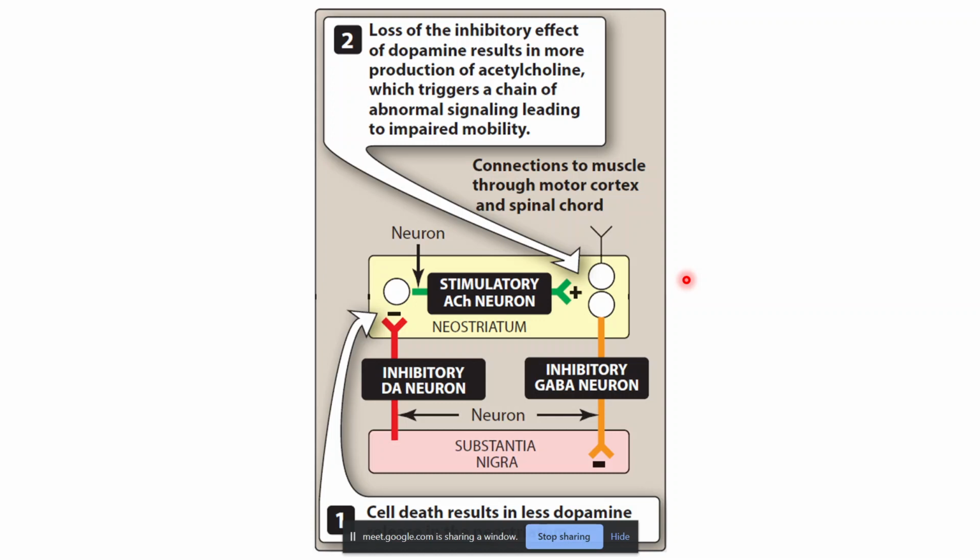So the reason is unknown, but there is a destruction of dopaminergic neurons in the substantia nigra, and that reduces the action of the dopamine to the neurostriatum, and neurostriatum is involved in the control of the movement, and so the movement is impaired.